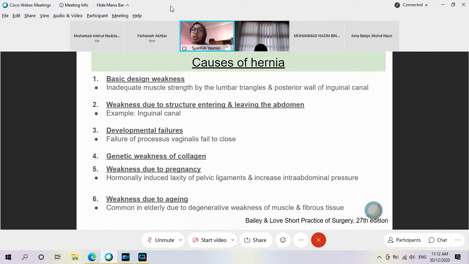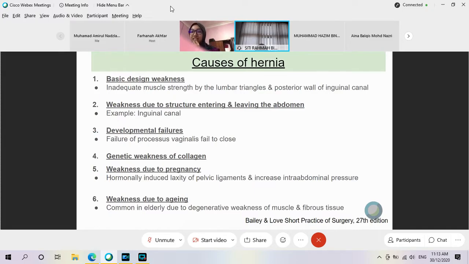The next one is genetic. That is not developmental failure. Is it congenital? What do you mean by congenital failure? When you say congenital failure, what do you understand? The organ that couldn't develop fully during birth. Yes. So this is not an organ that doesn't develop. This is failure of closure. It's not developmental failure.